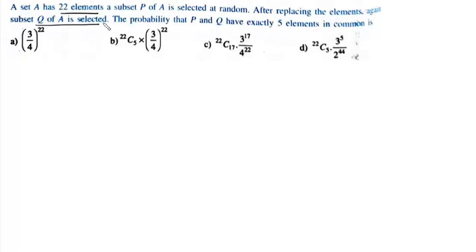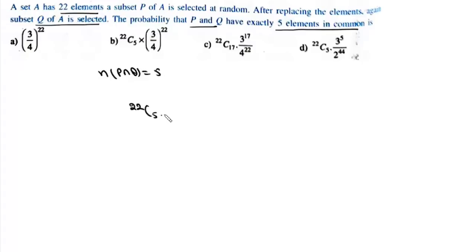The probability that P and Q have exactly 5 elements in common is. Now here we know that the number of elements in P intersection Q is 5. So first we have to choose which are the 5 elements which are common to both P and Q. So from these 22, we have to select any 5. So it will be 22C5.